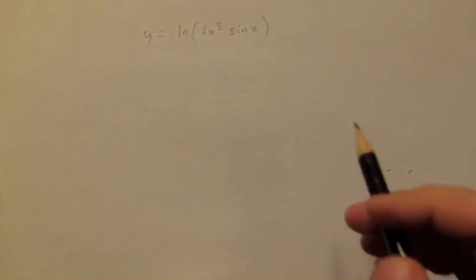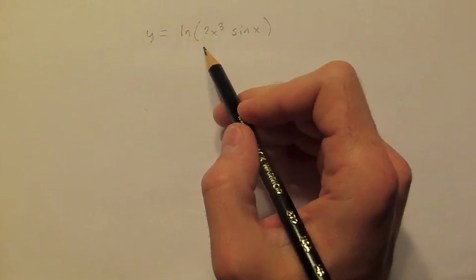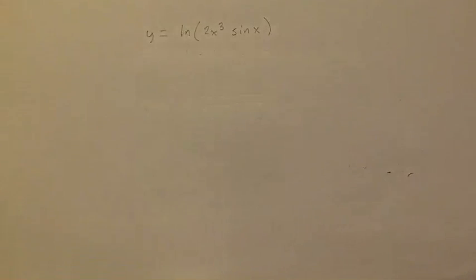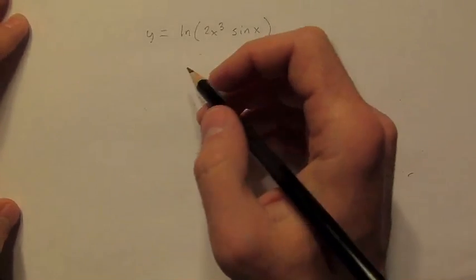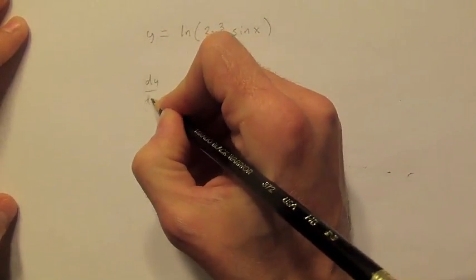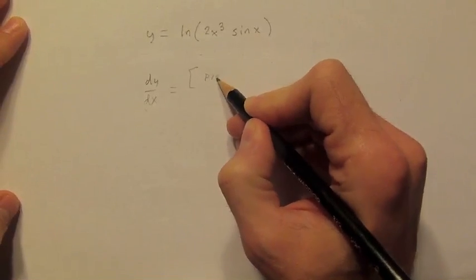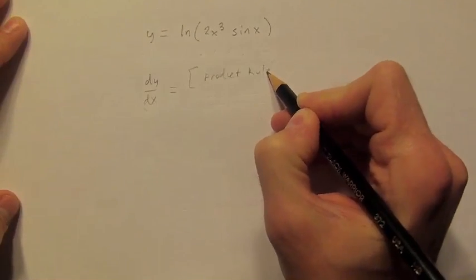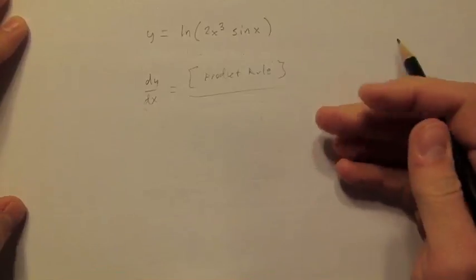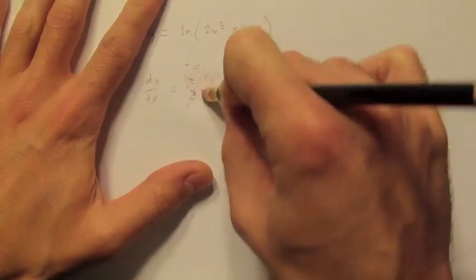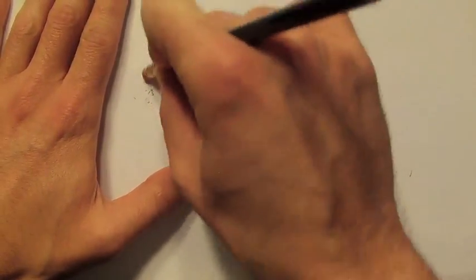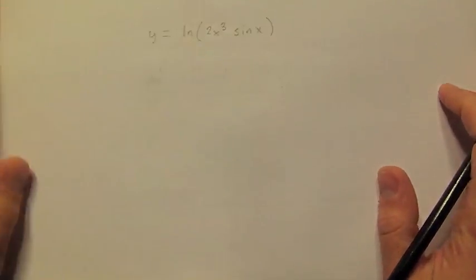So for example, let's say I have y is equal to the natural log of 2x cubed times sine of x. Now, you could go about doing this just brute force if you wanted to. You could say that the derivative of y with respect to x is the derivative of the stuff, which would be a product rule, over the stuff if you wanted. Or a simpler way would be to simply use logarithm rules.